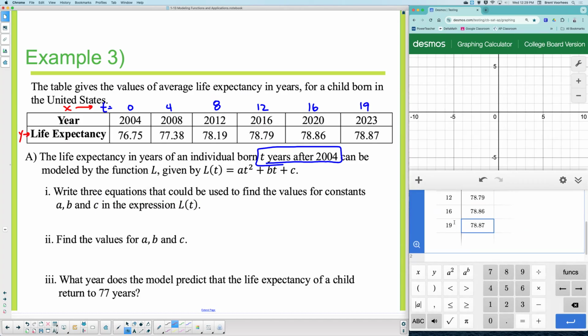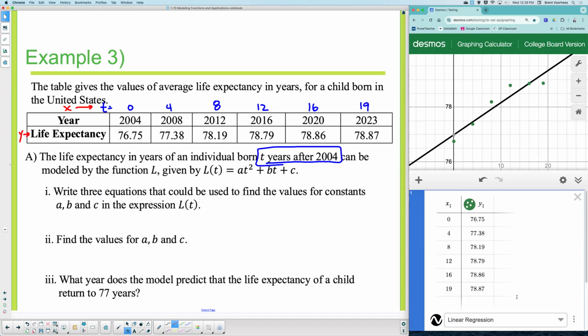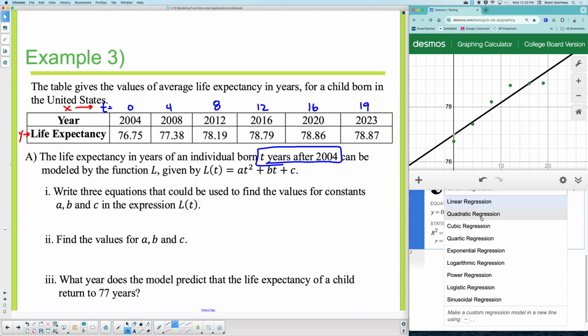Now, I forgot to tell you all this. I'm going to go ahead and hit zoom fit on the scatter plot. What type of equation is this? Does it tell you? If you have a squared as your highest power, what is that? Quadratic. So I'm going to choose quadratic here. Quadratic regression.